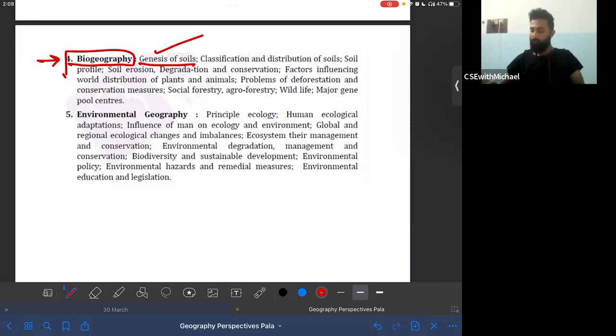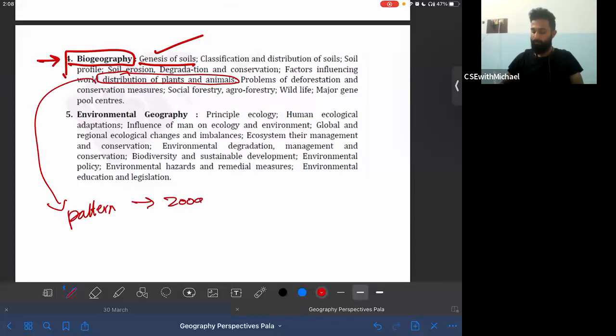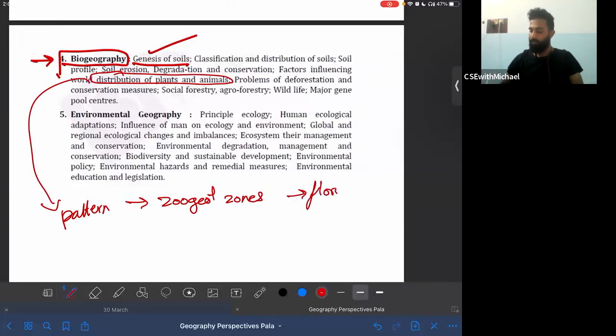Similarly, you will also see a good number of questions on the distribution of plants and animals, factors affecting the distribution of plants and animals and their distribution pattern, which is what we call the zoogeographical zones. Different zones are there where plant varieties are found. There are faunistic zones and floristic zones.